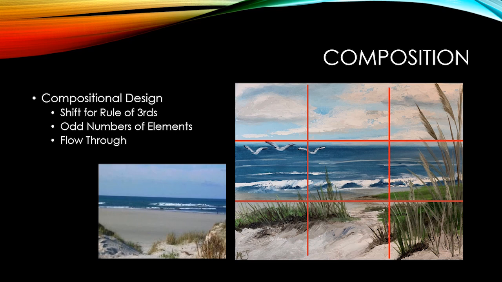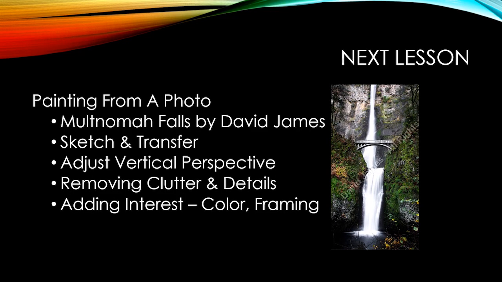It's a good idea to do things in odd numbers, such as 1s, 3s, and 5s. It's much more pleasing to the eye. The tall grasses are in a vertical right third. The sky is in the top horizontal third. The sea is in the middle horizontal third, and the sand is in the bottom horizontal third. This will help break up a painting so that it has a better composition and the viewer finds it more pleasing to look at. In our next lesson, we're going to begin painting from a photograph.